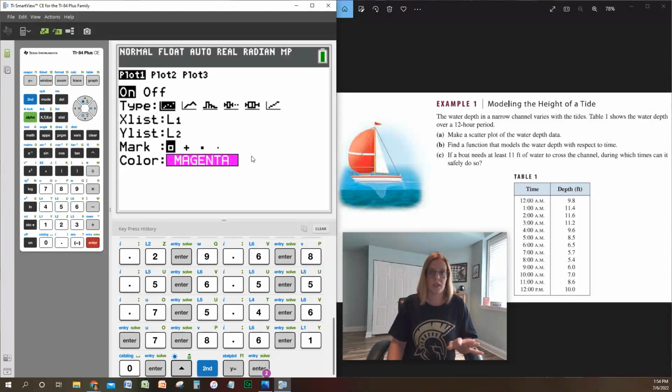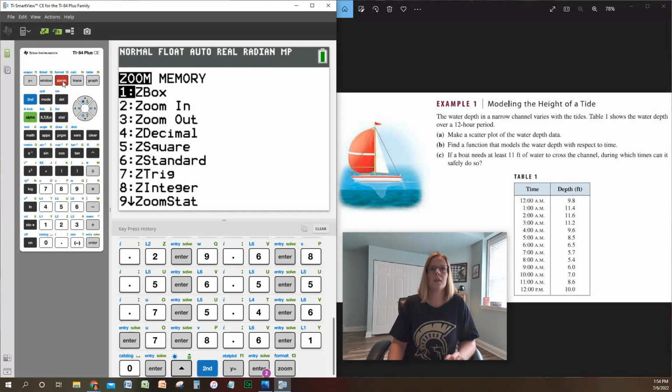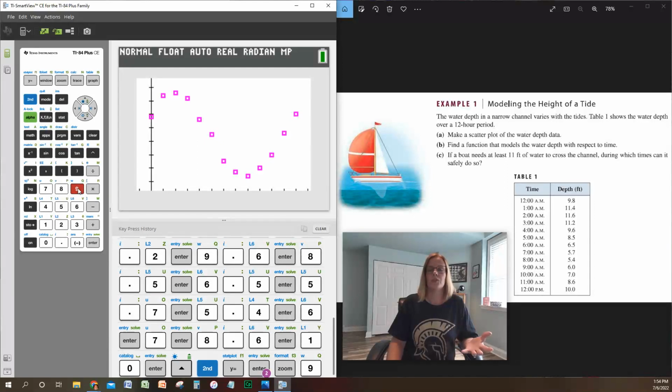Now to graph our scatter plot, we have to go to zoom, and then we have to do stat, which is option 9. So we have to do zoom 9. And there's your scatter plot. Okay, so we've already done step A. We have our scatter plot of our data.